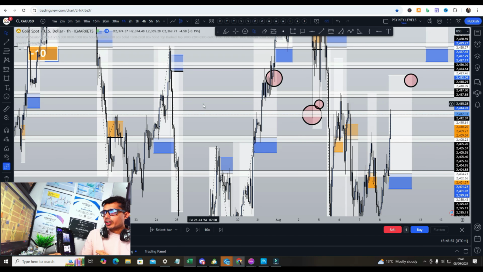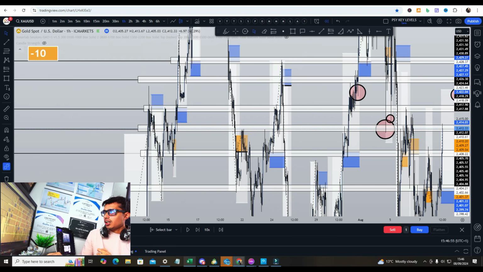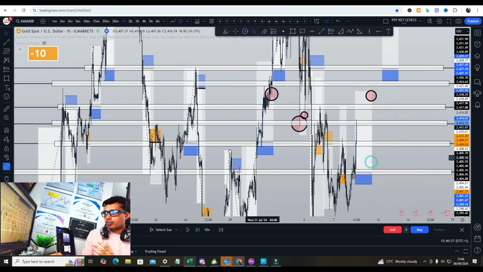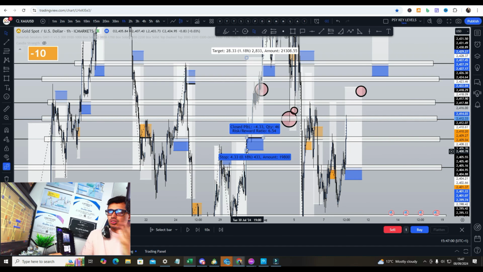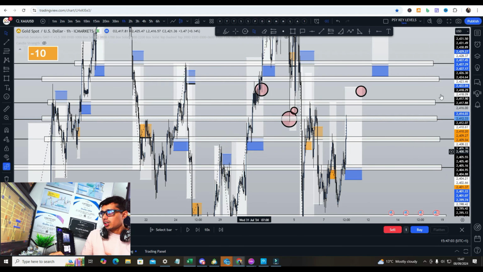Now with trading, guys, I've always been a believer of key levels. I used to trade SMC and all these other nonsense things out there, but key levels, these numbers here on the right, can you see them? They're there for a reason. They're not here just to look fancy. No, they're there for a reason.